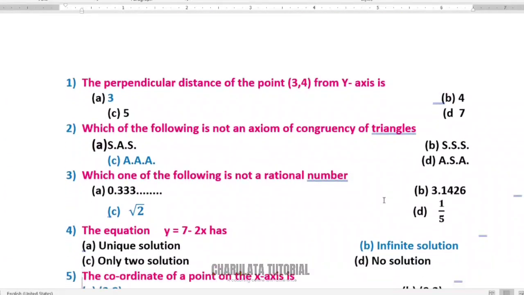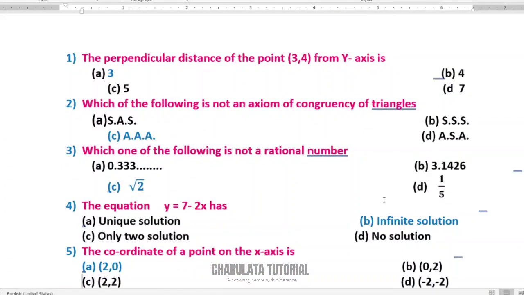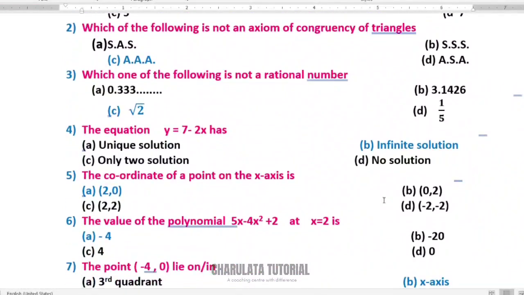The equation y = 7 - 2x has... this is a linear equation in two variables, it has an infinite number of solutions. The coordinate of the point on the x-axis is... any point on the x-axis is in the form (x, 0), that is, the correct option is (2, 0).